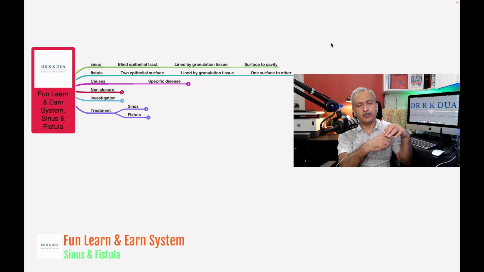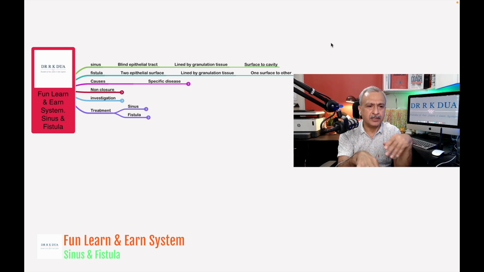So there is only one communication in the case of sinus, that is to the surface of the body. But in case of fistula, there is communication between the two epithelial surfaces. So that may be gallbladder with the colon, gallbladder with duodenum, or you can say colorectal fistula, colon with rectum, or colovesical fistula, colon with urinary bladder fistula. So there are two epithelial surfaces, and there is a tract that is communicating between the two epithelial surfaces. So this is known as fistula.